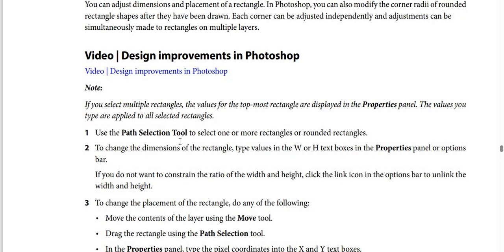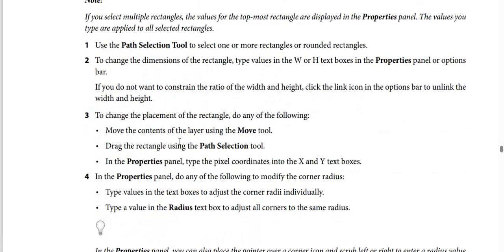Note and be careful. By the way, if you select multiple rectangles, the values for the topmost rectangle are displayed in the properties panel, and the values you type are applied to all selected rectangles. We have steps. Step number 1. You should use the path selection tool to select one or more rectangles or rounded rectangles.